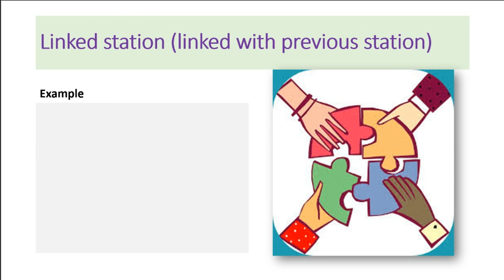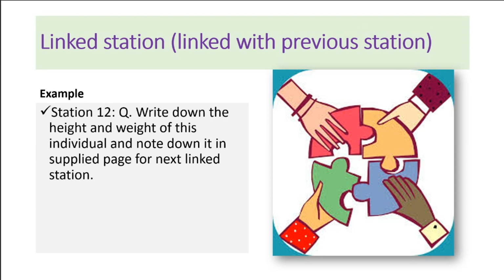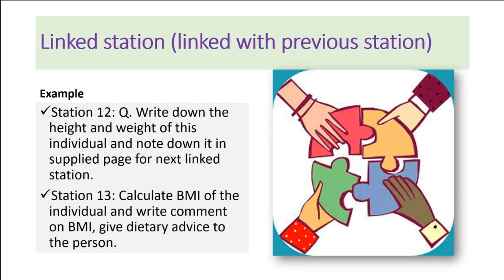Linked station, linked with the previous station. Example, station 12: write down the height and weight of this individual and note it down in the supplied page for the next linked station. Station 13: calculate BMI of the individual and write a comment on BMI. Give dietary advice to the person.